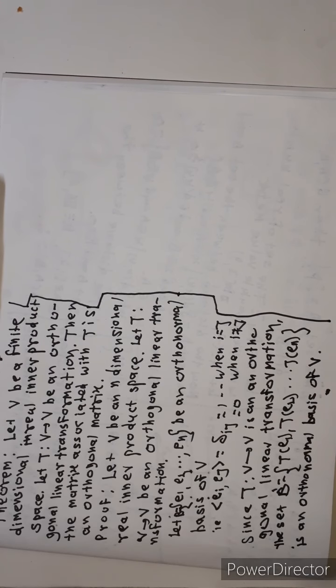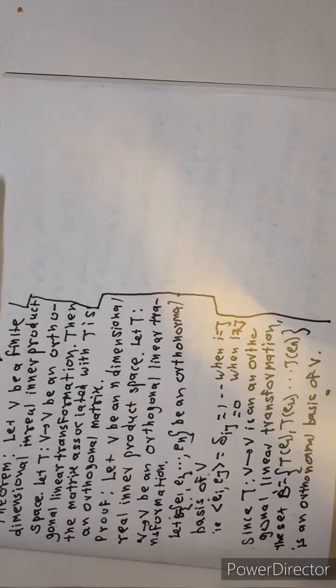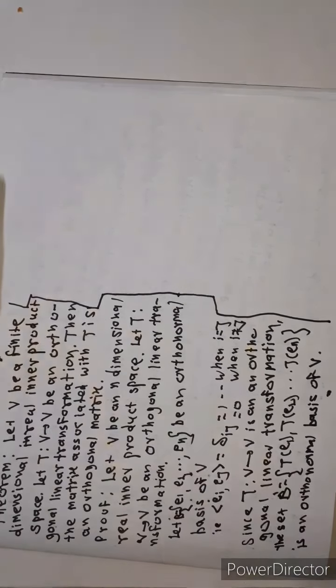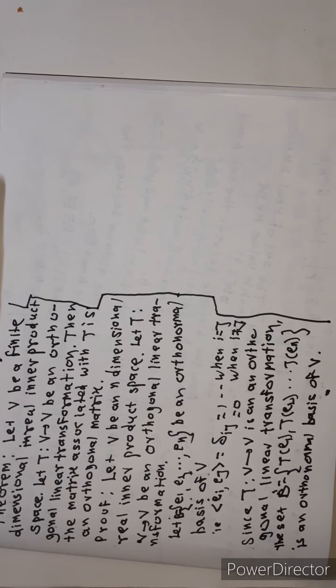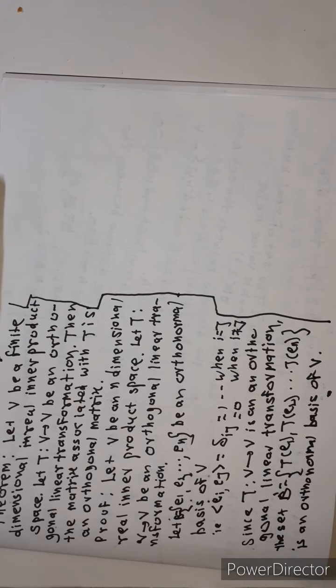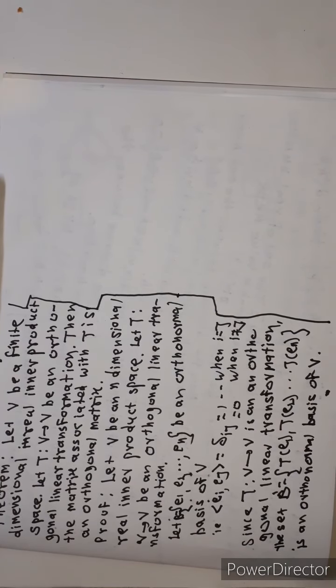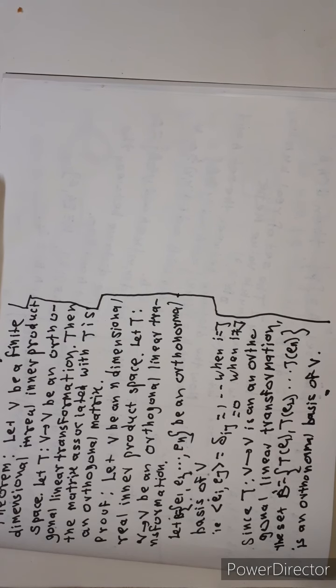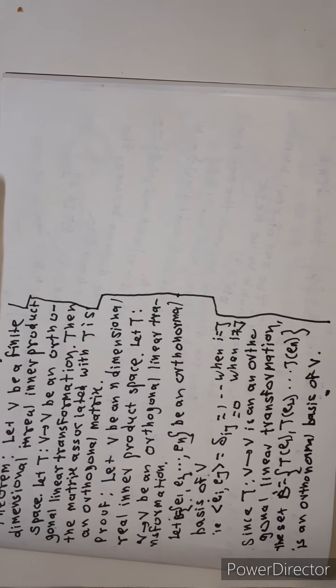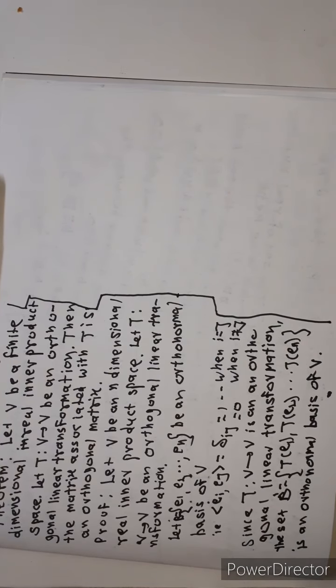Now here, since B = {E1, E2, ..., En} is an orthonormal basis of V, the inner product ⟨Ei, Ej⟩ is equal to delta ij: 1 when i is equal to j and 0 when i is not equal to j. See here, when T from V to V is an orthogonal linear transformation, it carries an orthonormal basis of V to an orthonormal basis of V. That is, since B = {E1, E2, ..., En} is an orthonormal basis of V, the set B', which is the subset of V equal to {T(E1), T(E2), ..., T(En)}, is an orthonormal basis of V.